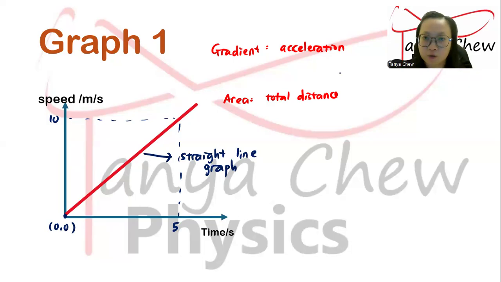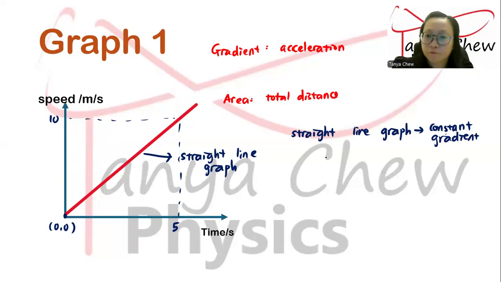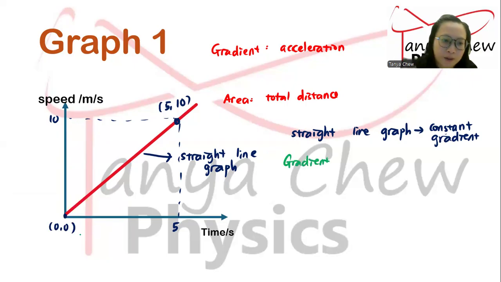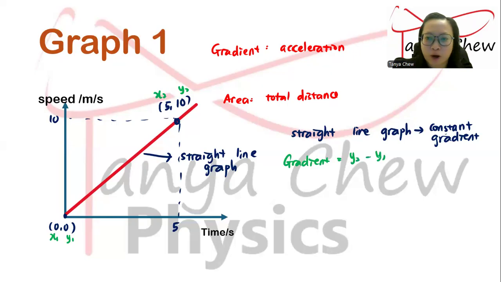So I would just write down, related to gradient: straight line graph, constant gradient. You have to bear that in mind. To find the gradient, you need 2 points, remember? My point here is (5, 10), and the other one is (0, 0). This is x1, this is y1. This is x2, this is y2. So gradient is y2 minus y1 divided by x2 minus x1.